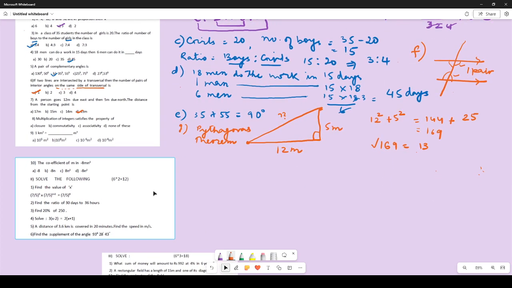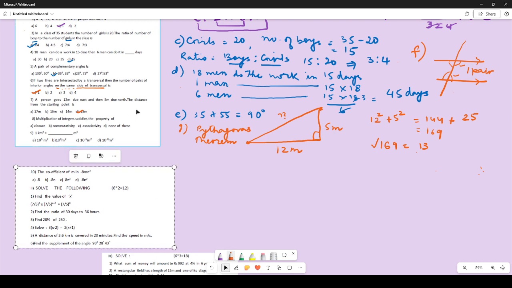Now let us move to the next question over here. Multiplication of integers satisfies the property of closure, commutatively, associatively, none of these. Actually, this was an error on our part. It should have been all of these. But if you have marked any of these, closure, commutatively, associatively, except none of these, we have given you marks for that. So all of them are correct.